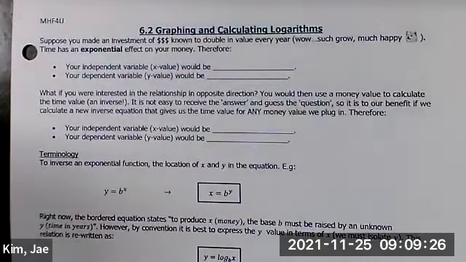So here we go. Suppose you made an investment of some money known to double in value every year, which is probably not true. Time has an exponential effect on your money. Let me say that one more time. Time has an exponential effect on your money. Something causes something else to change. So what is your independent variable? Time. And that has an effect on your money. So the dependent variable is money.